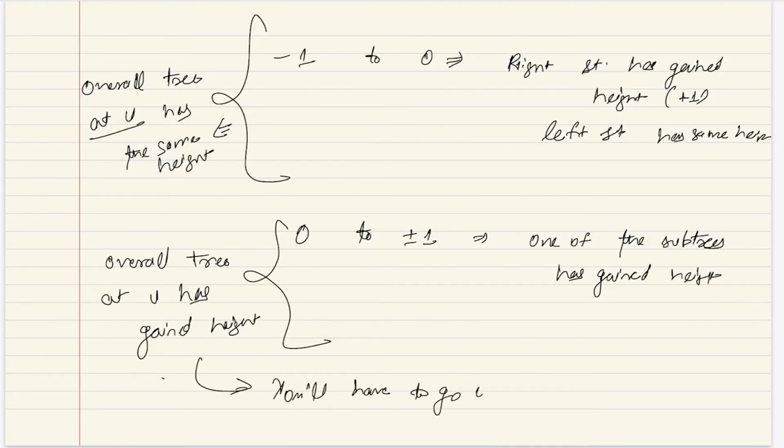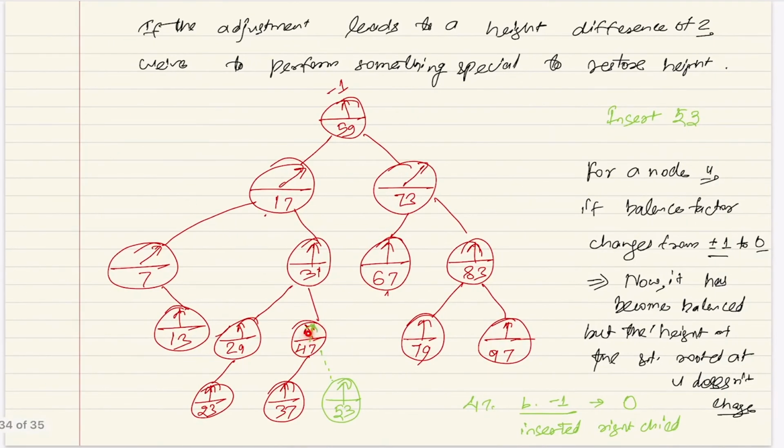So at every point I will see if the balance factor is changing at all. If it is changing from minus 1 to 0, I am done. I don't have to go up. The subtree rooted at this node has not gained height. If it has gone from 0 to plus minus 1, it has gained height and I have to go up. So in this case I don't have to go up.